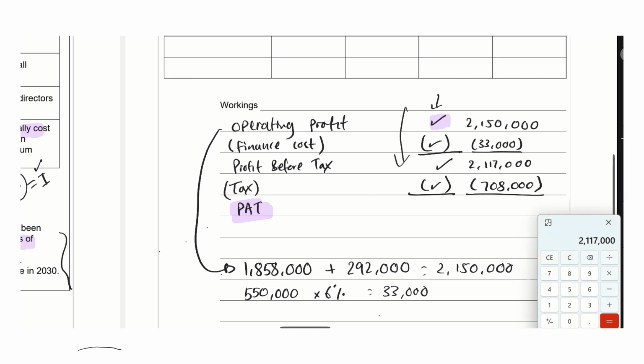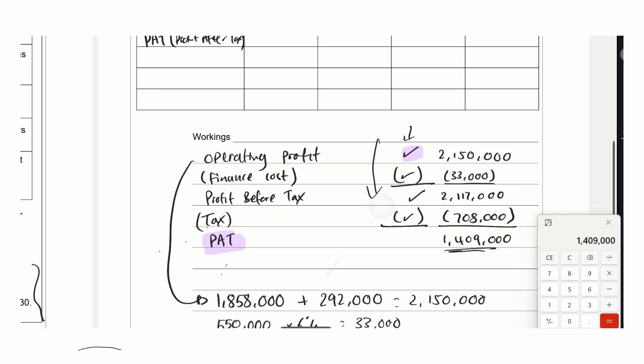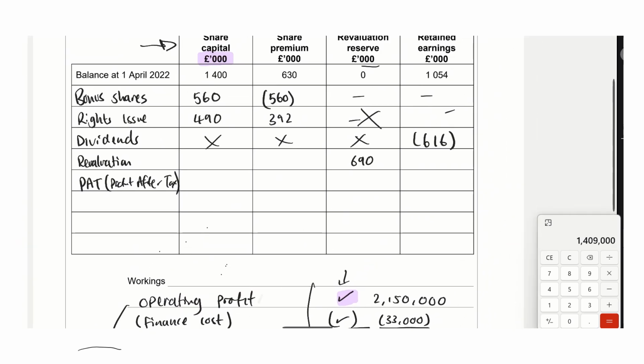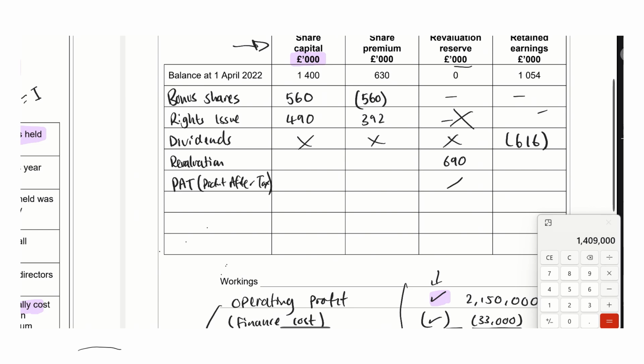So we take off that 708,000, and we end up with a final profit of 1,409,000. And this is the bit that goes in your retained earnings. Again, it does not affect this. Where you don't need a figure, it's best to put an X or a zero so you don't get confused.